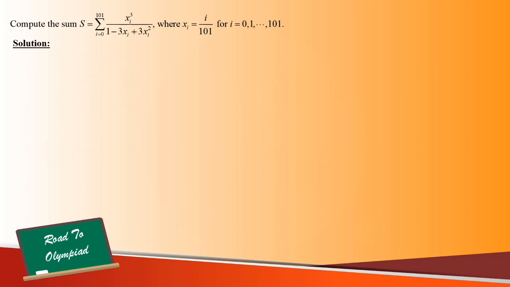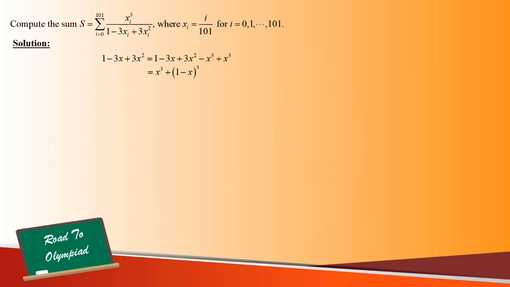To solve this problem, we start by noticing that we can rewrite the denominator as 1 minus 3x plus 3x squared minus x cubed plus x cubed, where the left hand side of the expressions can be factorized as (1 minus x) the whole thing cubed. Rearranging the expressions, we have x cubed minus (1 minus x) the whole thing cubed.